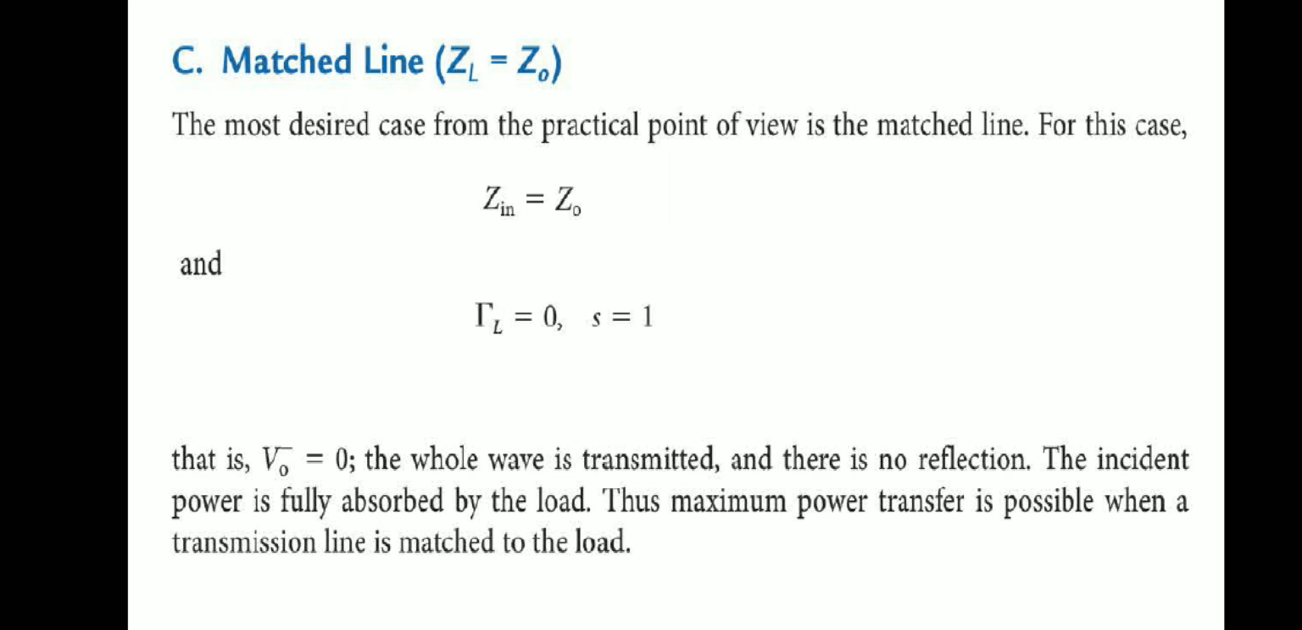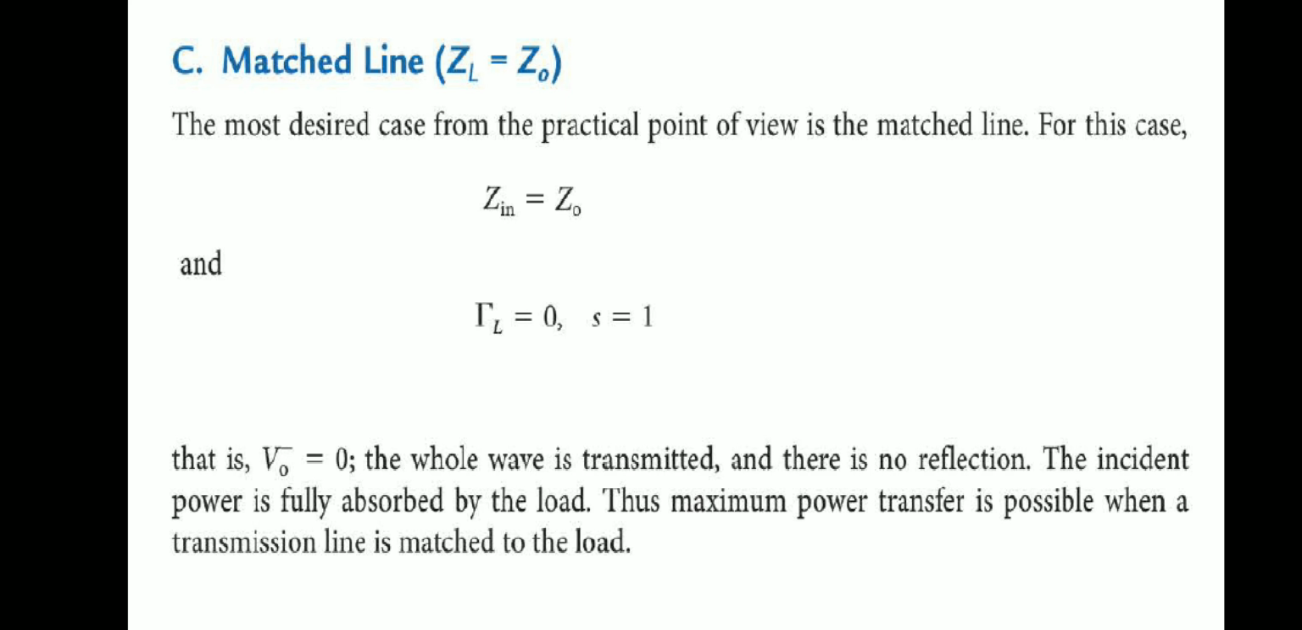And the third case, when ZL equals Z0, the most desired case from the practical point of view, is the matched line. We already said that for maximum power transfer, the load impedance should be equal to the characteristic impedance. Otherwise, there is a reflection from the output side to the input side itself, which will cause power loss. To avoid the power loss, our aim is to match the ZL with the Z0, and that is called a matched line.